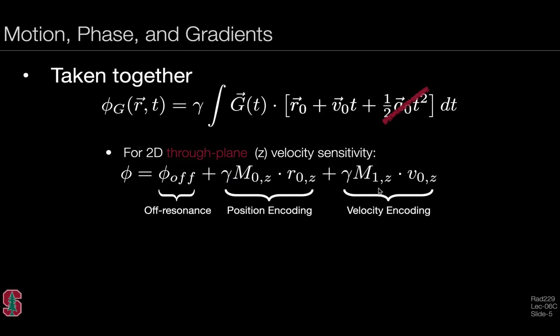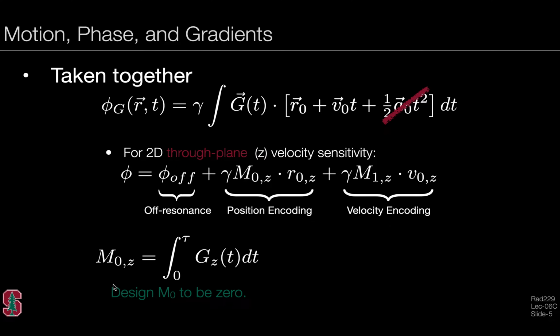And here we have in mind a gradient waveform whose first moment is in the z direction, and therefore it will only be sensitive to picking up velocities in the z direction because of the dot product operator. So in principle, we can design this.